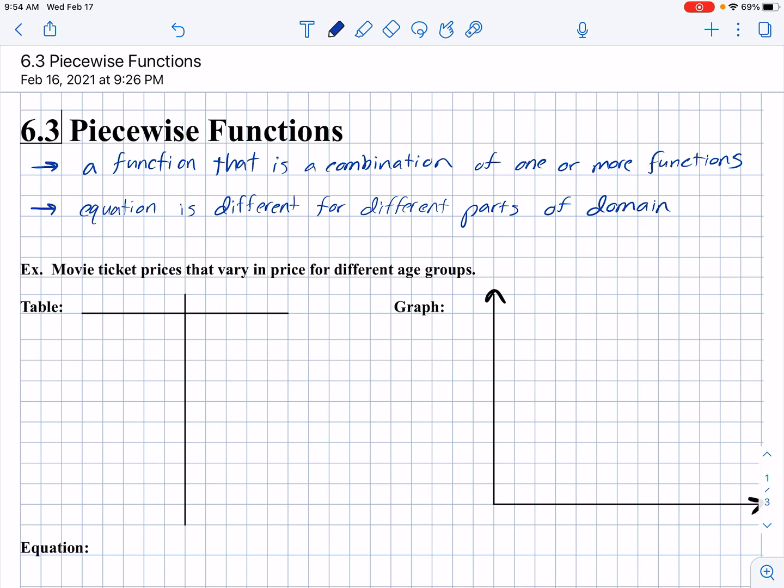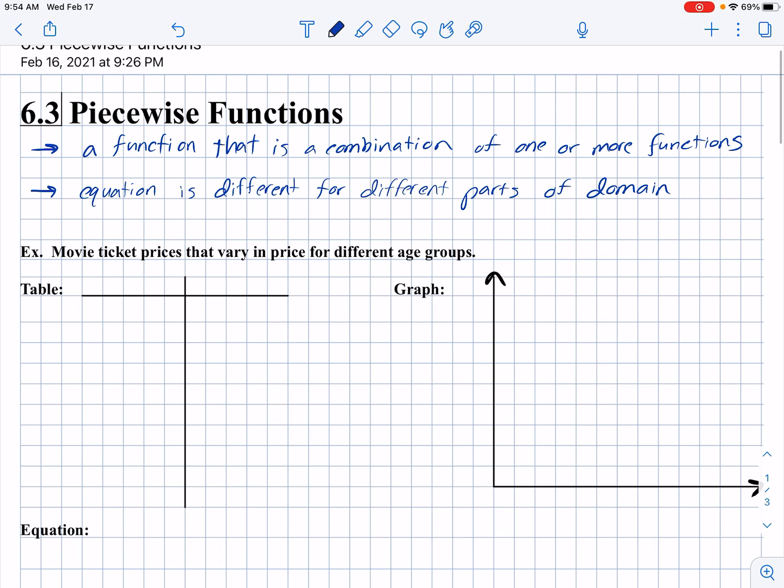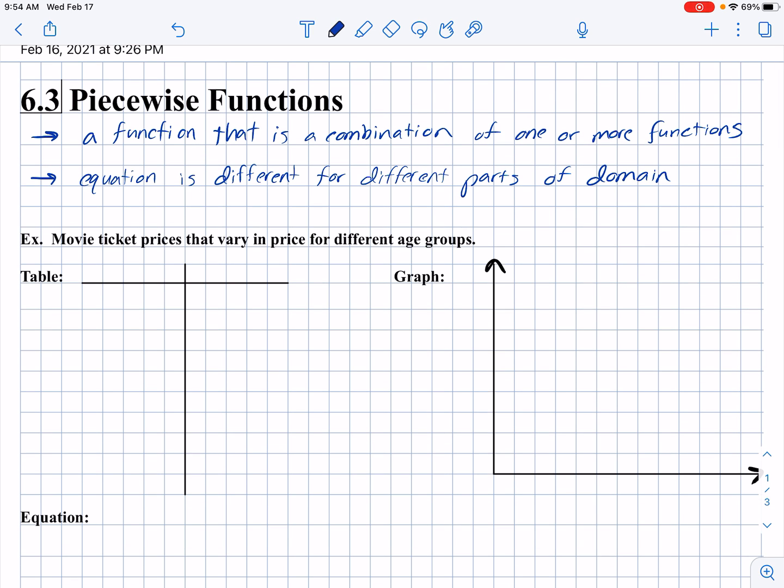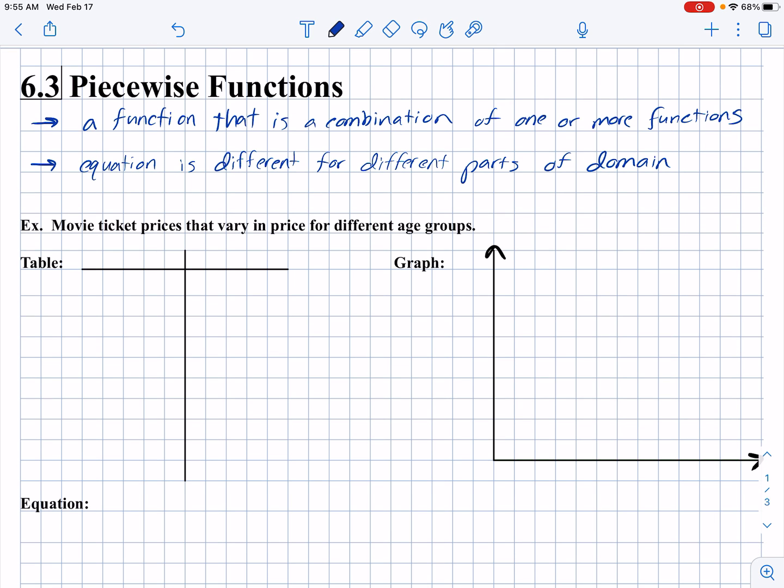Okay, so that example I just showed you on Desmos, the egg example, at different times when you're pulling the eggs from the carton, there's a different amount. So there's going to be a different function that represents each of those. Another example we could use, doesn't really relate today, but movie ticket prices that vary in price for different age groups, right? So you might remember when you were a kid that, say, you were, well, let's call this age, and we'll call this ticket price, okay? Our X and our Y.